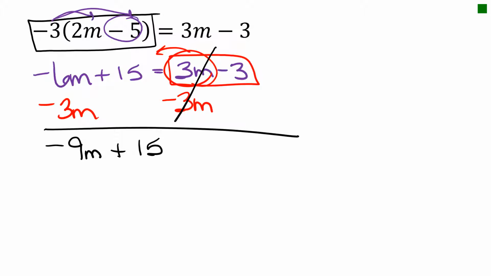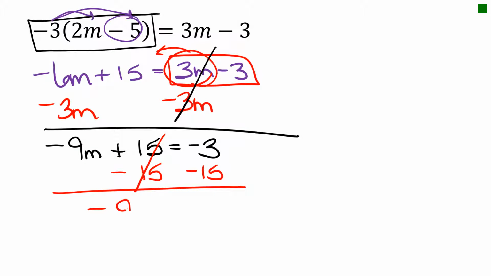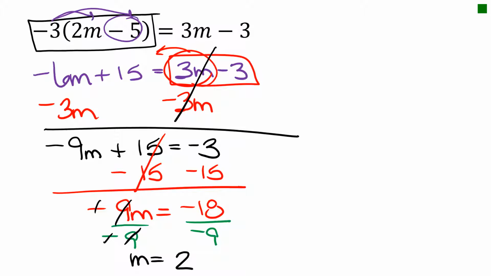I still have plus 15 equals negative 3. On the left-hand side, I need to move the plus 15. I'm going to do that by subtracting 15. Those cancel. Negative 9m is equal to negative 18. I've got my multiplication, so I'm going to divide by negative 9. Remember, check to make sure you brought the negative along. So m is equal to 2.